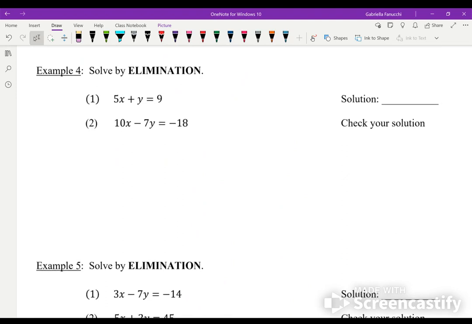5x plus y is equal to 9, 10x minus 7y is equal to negative 18. Well, you're probably like, Mr. Cervantes, you just said you want to do elimination when they're opposites. Okay, here's the plan. I can see I have 5x, I have 10x. They're both positive. I can see here I have a positive y and a negative 7y. Well, if I multiply this whole equation by 7, that means I'm going to have 35x plus 7y is equal to 63. I multiplied everything by 7. Now I have a positive 7y and a negative 7y to cancel, to eliminate.